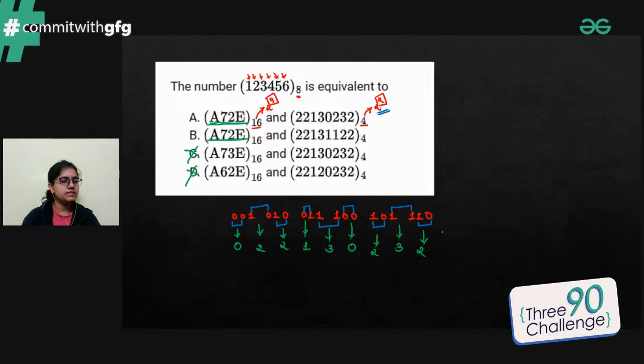Okay. So which one is the correct? Now can you get the clear picture? So we can write this as 2, 2, 1, 3, 0, 2, 3, 2. Okay. So which one is the correct? Option A is correct and option B is false. So I hope this is very well clear to you. Okay, let's move on to the next question now.